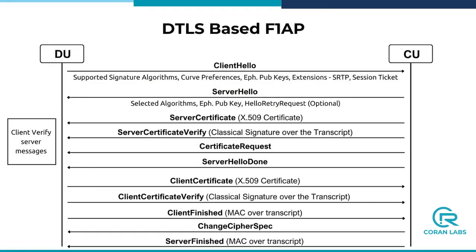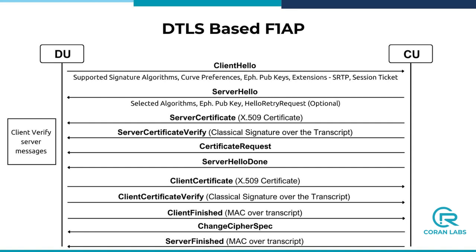Now, this is how DTLS will be implemented between CU and DU. We know that we have the F1AP procedure between CU and DU. First, the DU sends a client hello message to the CU, and this message consists of supported signature algorithms, curve preferences, some ephemeral public keys, etc. In response, the CU sends a server hello message to the DU, which consists of only the selected algorithms, chosen out of the cipher suite list provided by the DU. It will also send an ephemeral public key, and in case of no server hello message or an unsuccessful server hello message, the CU will retry to send a message.